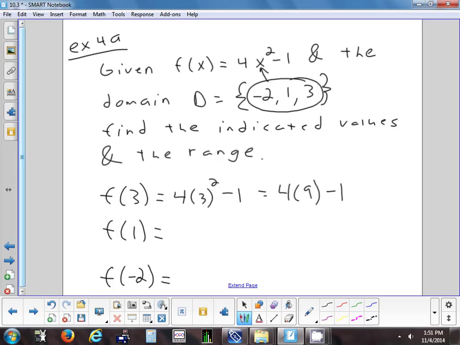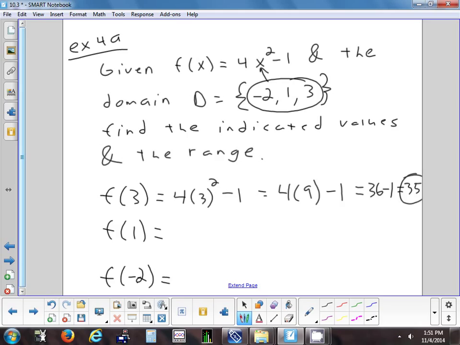Now we have 4 times 9 minus 1. Do we do 9 minus 1 or 4 times 9? 4 times 9. Yeah, basic arithmetic. Remember, multiplication is always done before subtraction. So what's 4 times 9? 36. Minus 1 is going to give me 35. Good.